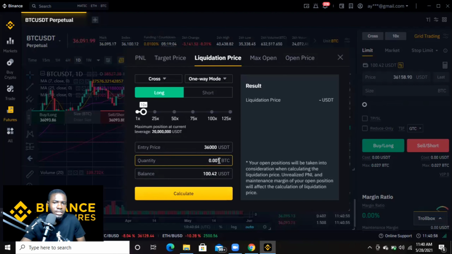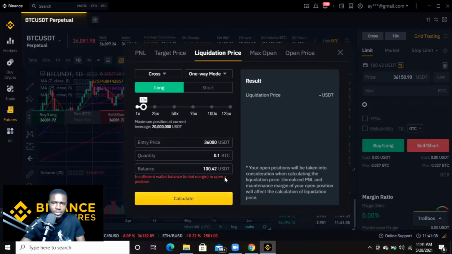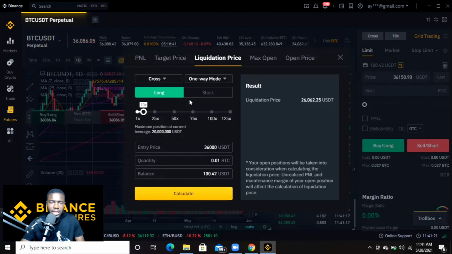But I'm going to show you guys something very quickly right now. So let's assume you want to enter into a trade and you're using 0.1 BTC. I don't even think that will be possible. Yeah, it won't be possible, because my quantity is way more than I can borrow. But let's say I want to use 0.01 BTC, that should go through, right? So, as you can see here, it's still the same 10 times leverage.